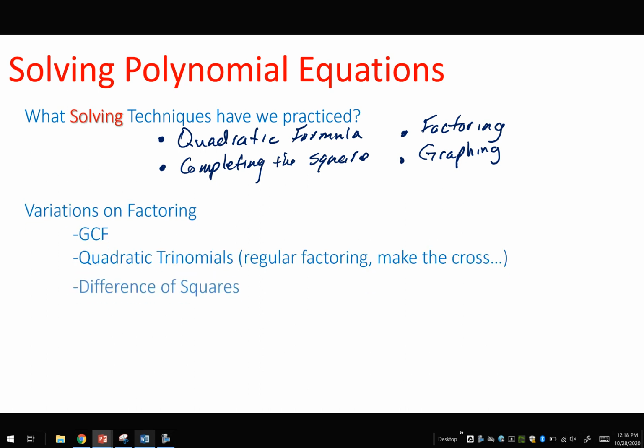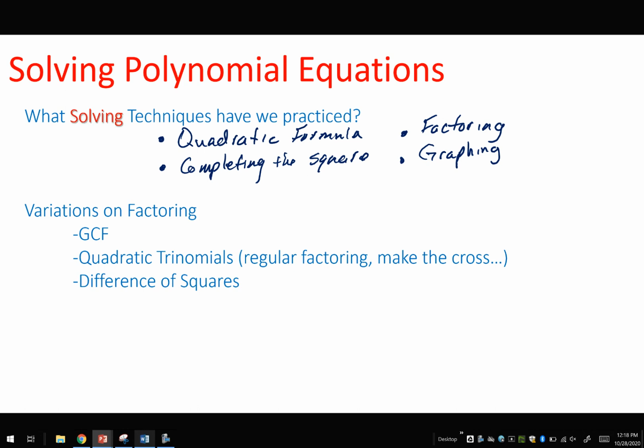Within this factoring, we have working with GCFs, pulling out the GCF. We did a lot of work with quadratic trinomials, so the ax squared plus bx plus c. All right, we had just regular factoring. We'd make a cross. We could do some factoring by grouping, where if we had, instead of just x squared plus something, maybe 3x squared plus something, and we had to break apart that middle term.